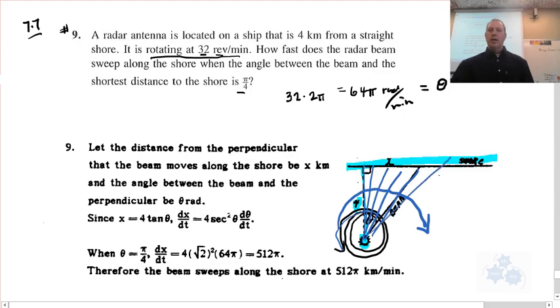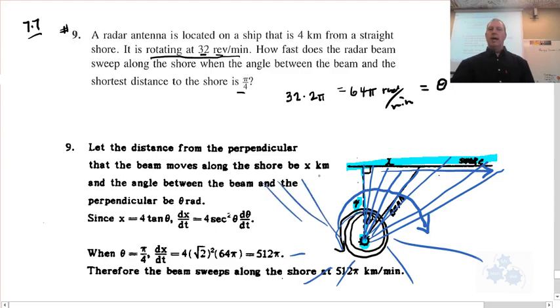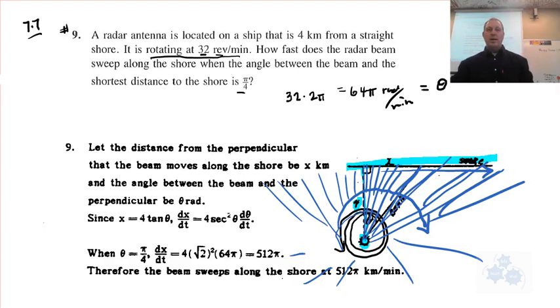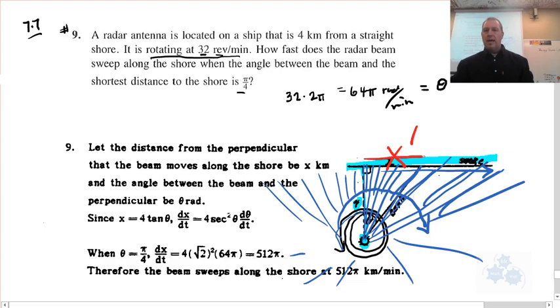See? And so on. And as you can kind of tell, it'll sweep along faster and faster and faster as it moves away. And then it'll shoot out here, and then it'll come in here really fast, and then kind of slow down, and then go faster. See that? So the beam is sweeping along the shoreline, and the shoreline is a straight shoreline. So what we need to find here is x prime. That is how fast this is sweeping along the shoreline.